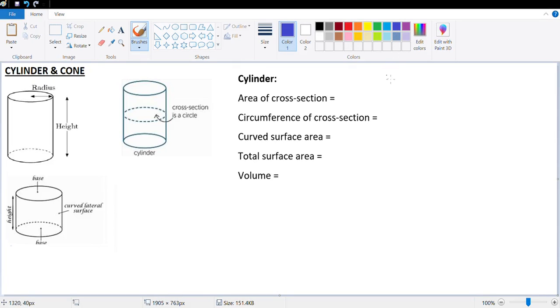Hi guys, let's start a new chapter. This chapter is called Cylinder, Cone and Sphere. Now this year, sphere is not in your syllabus, so we will be talking only about cylinder and cone. We've done the volume and surface area of cylinder and cone in grade 9 as well. In fact, some part of it in grade 8 also. Let's quickly revise what we already know.